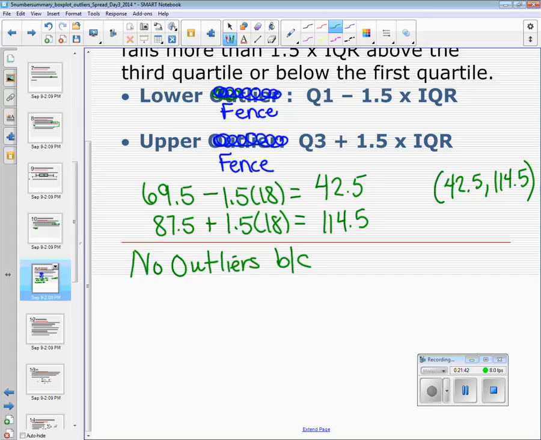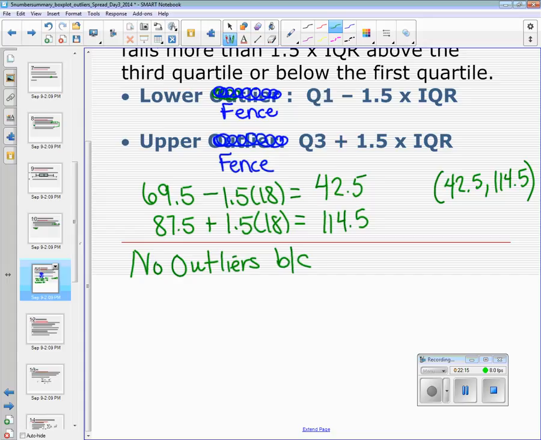Okay, so the maximum of 99 falls into this interval, and the minimum, 64, also lies in the interval. Nothing lies outside of our fences. Our entire data set falls between the fences. So there's no outliers. If we had someone that scored 120 on the test, let's say there was extra credit, that would be an outlier.